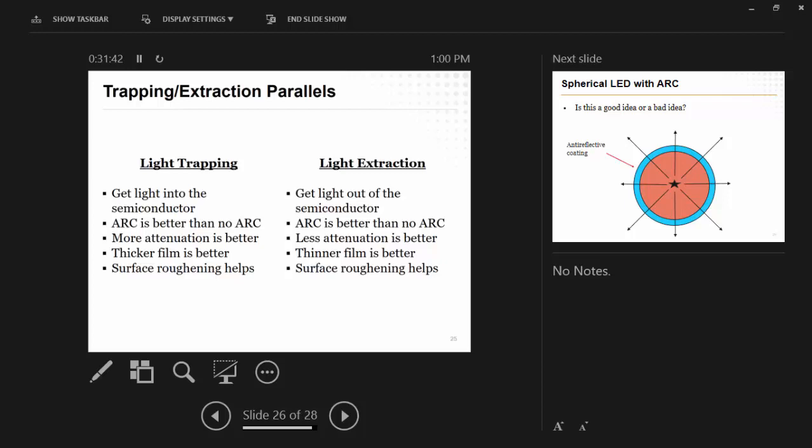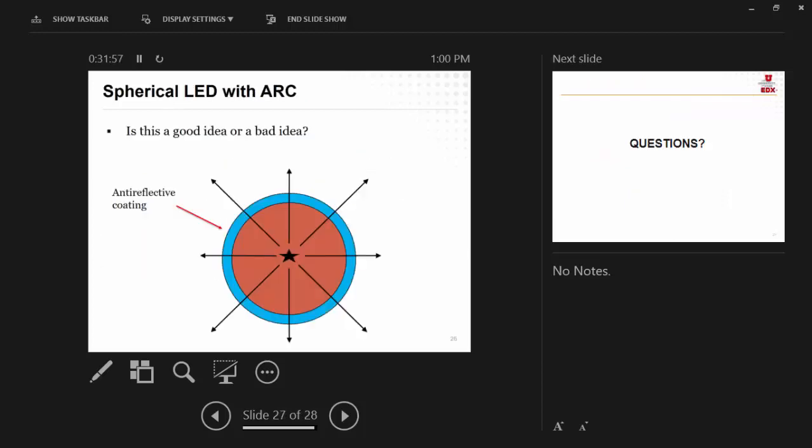So there's a lot of give and take and back and forth with the engineering of this stuff. And incidentally, surface roughening was our friend in both cases. So I just kind of like thinking about it. Sometimes some things are the same, some things are totally opposite, depending on your scenario here.